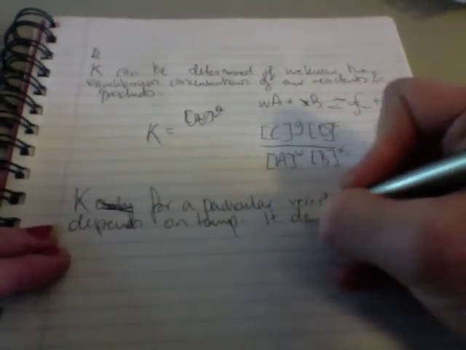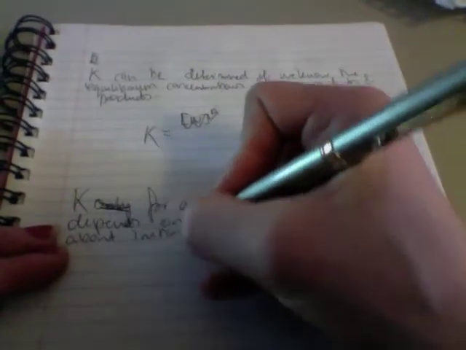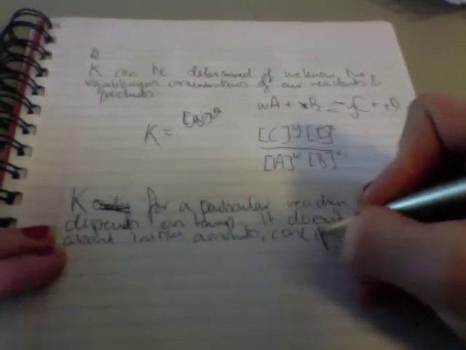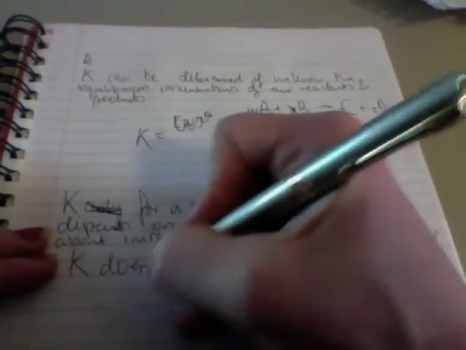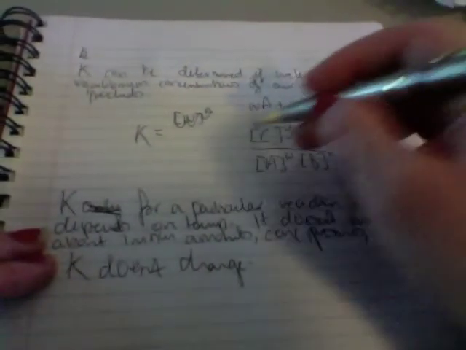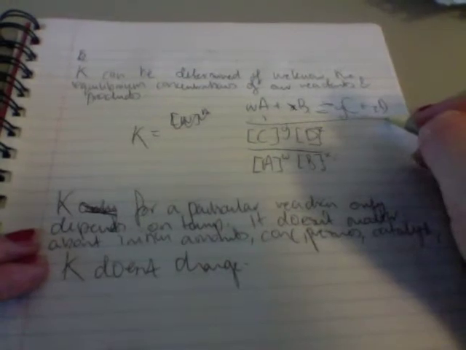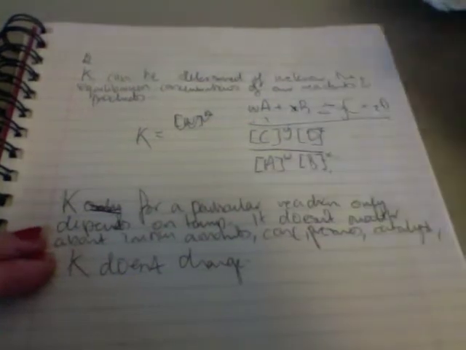It doesn't matter about initial amounts, concentrations, pressures, catalyst. K doesn't change. So if we add some, this has reached equilibrium, it has a particular K. Now we add some A, it will shift to readjust to equal K again. Okay, we're going to talk about that when we come back.